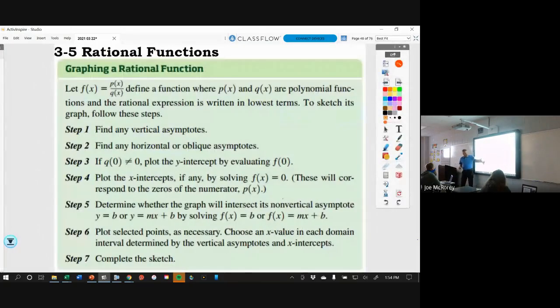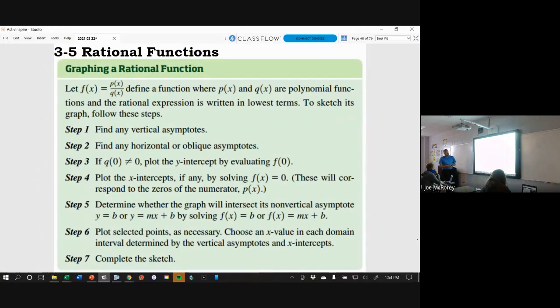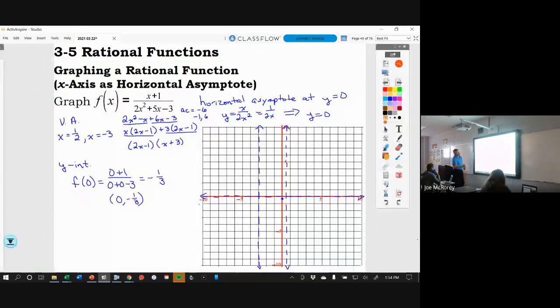Plot the x-intercepts, if any, by solving f of x equals 0. This will correspond to the zeros of the numerator. So x-intercepts, that's when the numerator equals 0. When can that happen?